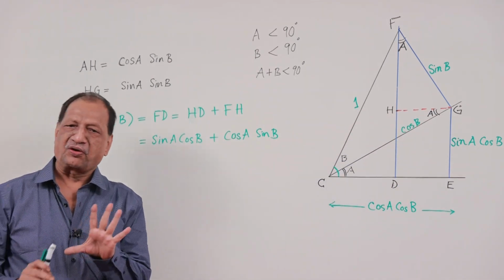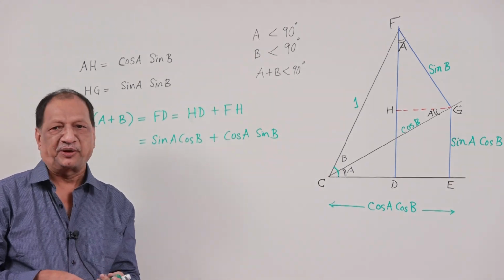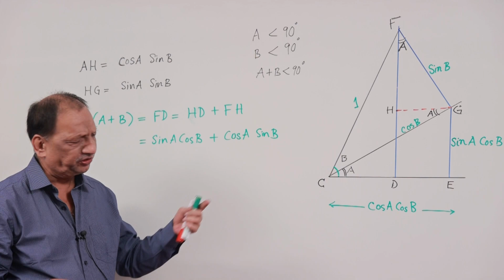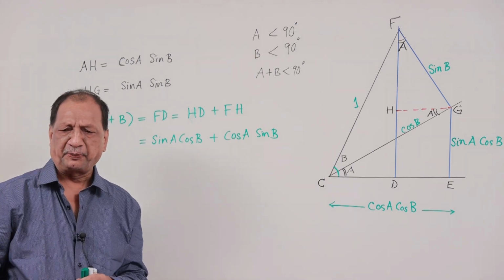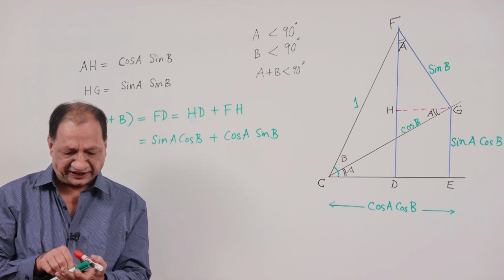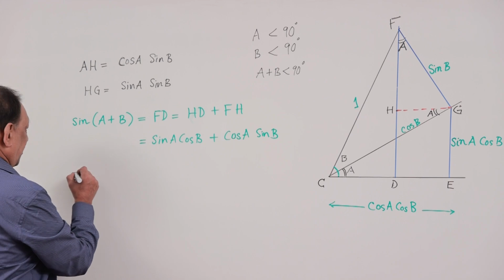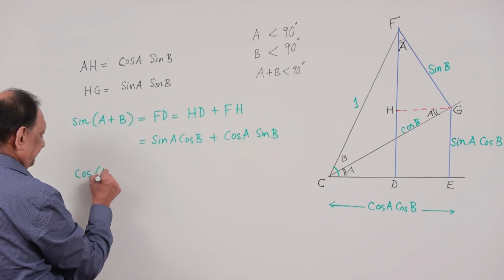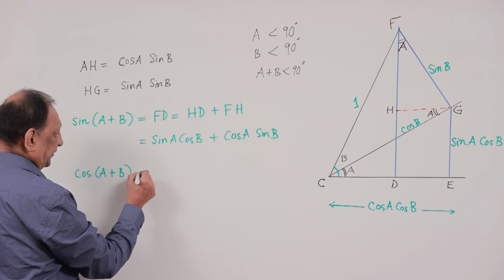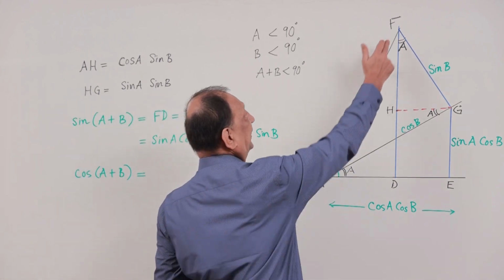And having drawn enough number of perpendiculars to calculate the trigonometric functions. Any trigonometric function will always require a perpendicular. So you get one adjacent side and you get one opposite side. Adjacent side will give you cosine, opposite side will give you sine. So now what is cos of A plus B? Is adjacent side divided by hypotenuse.